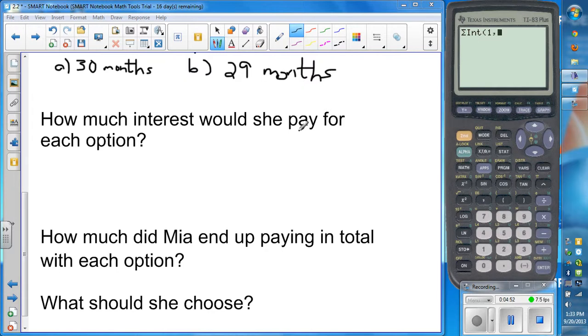So now this one lasted 29 months, but if I recall correctly, it was actually closer to 28 months. So let's do that. Finance, scroll down, summation of interest from 1 to 28, hit enter. So we get the total interest she pays is $615.36 for option B.